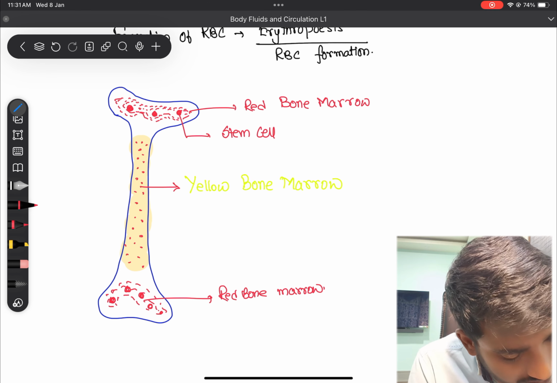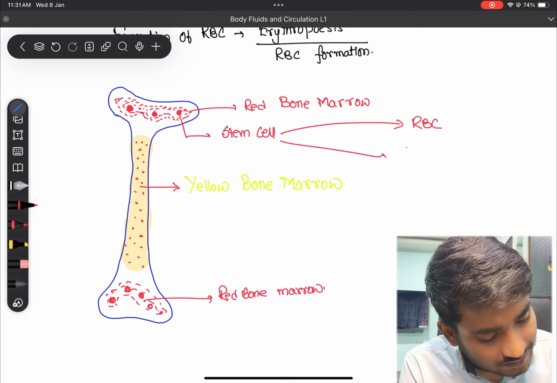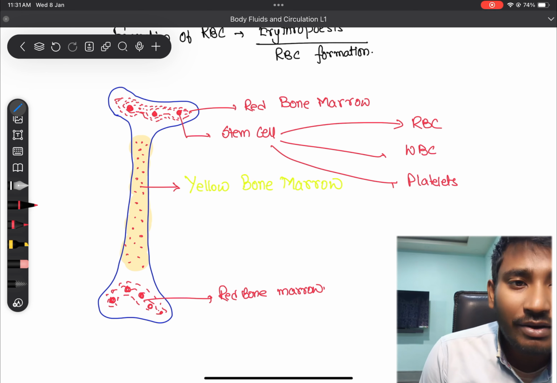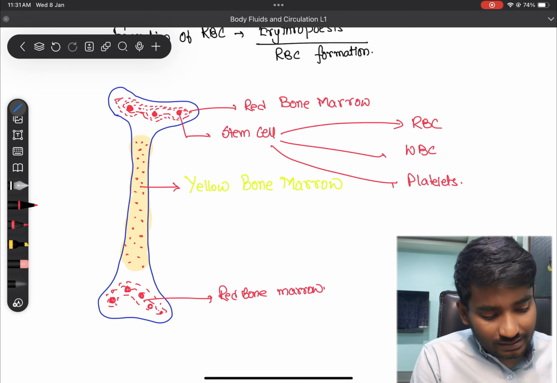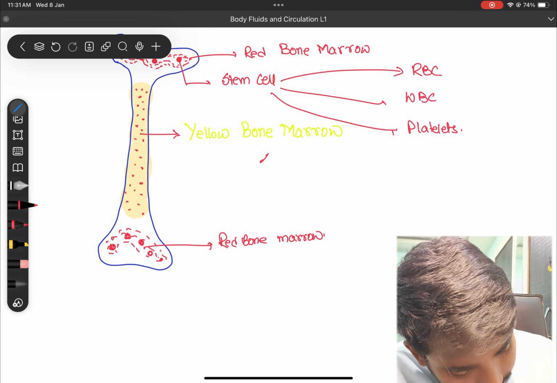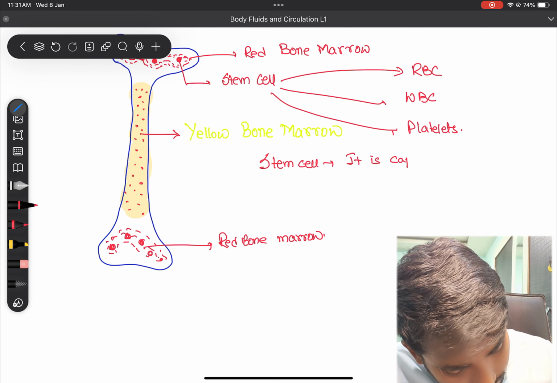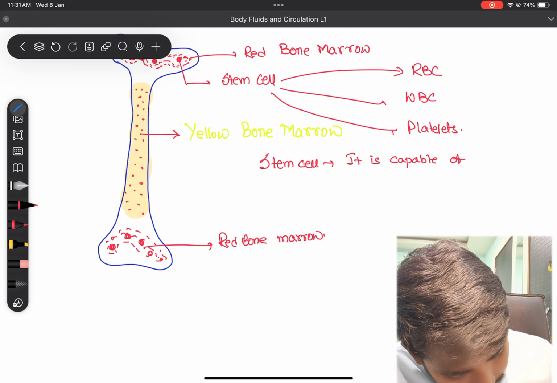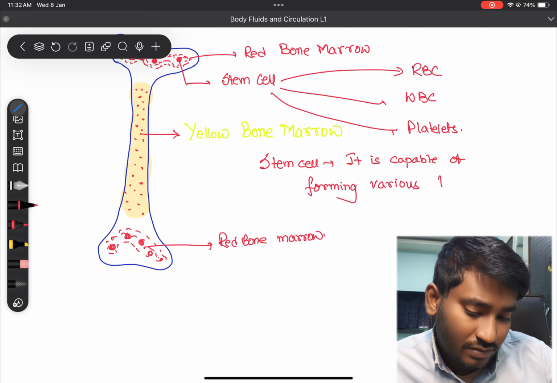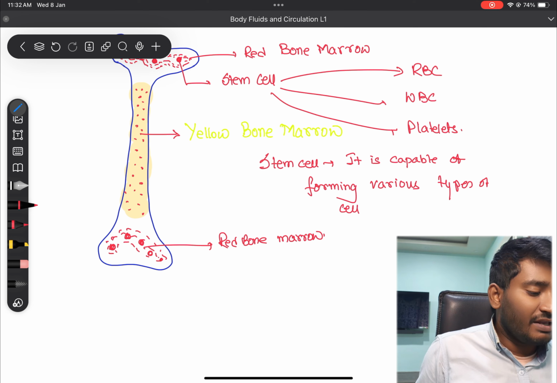So the stem cell forms RBC, the stem cell creates WBC, the stem cell creates platelets. So in case of bone marrow transplantation, we need to transplant the stem cell. The stem cell is capable of forming various types of cells.